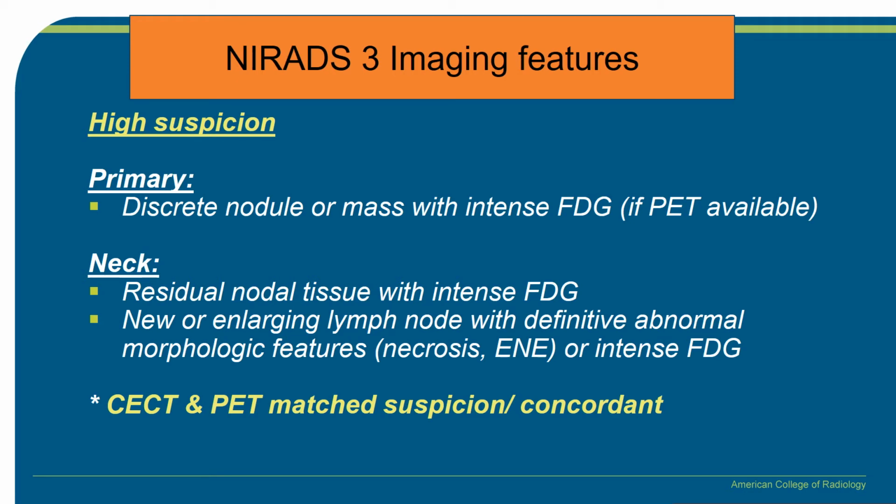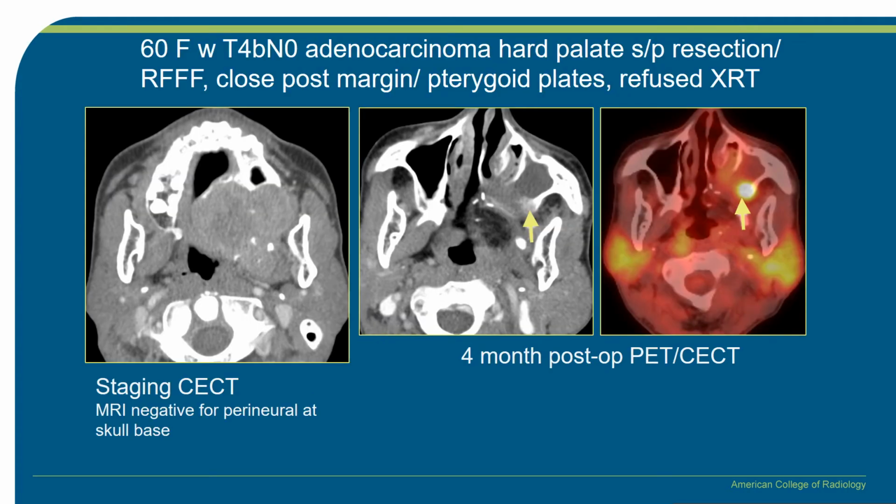Here's a patient that had a huge T4B adenocarcinoma of the palate that underwent a partial maxillectomy. And on the post-op scan, you can see a focal area of intense enhancement on the PET that actually brought our attention to the abnormality on the contrast-enhanced CT. But when you look there, you saw an irregular margin of the bone and soft tissue. So it's meeting our criteria for a NI-RADS 3, even though it is sub-centimeter. So note that size is not part of the NI-RADS 3 classification.